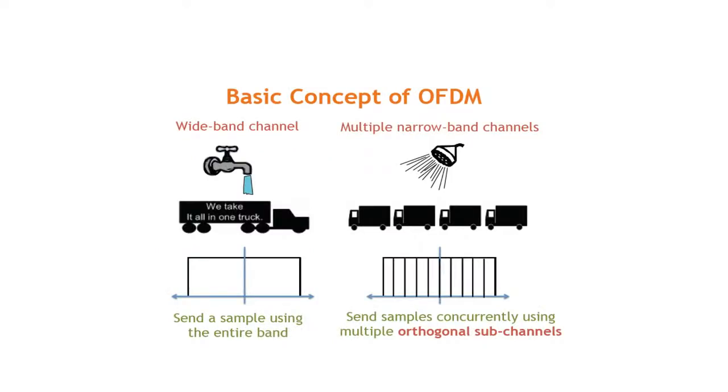In OFDM, we are dividing the overall data into small packets, and multiple frequency bands of the spectrum transmit the data. We are not sending the data in bulk. We are separating it into small packets, and with those small packets we are transmitting one by one over the channels. That is called the OFDM idea, and it is shown in this one.